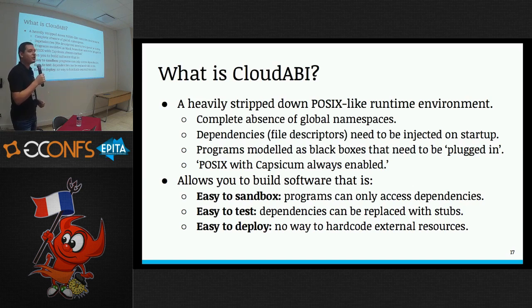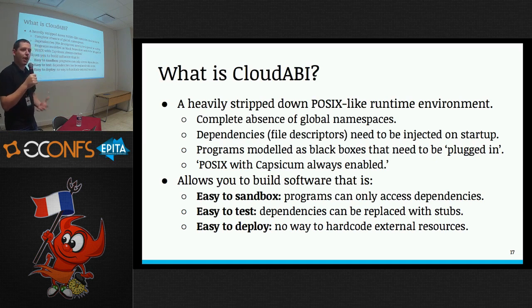These dependencies on the outside world are expressed as file descriptors. So for example, if you want to make a program communicate with the network, then you must make sure that you start it up with a socket injected into it. If you want this program to access parts of the file system, then you need to inject file descriptors of directories into it to make it work. All in all, you could think of it as a sort of Capsicum-like programming environment. The only difference is that Capsicum is essentially always turned on.